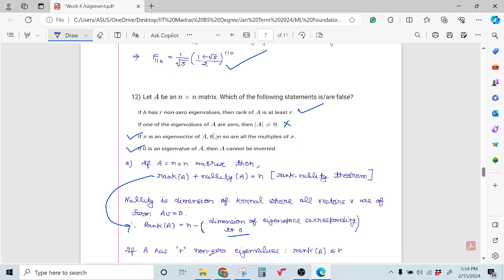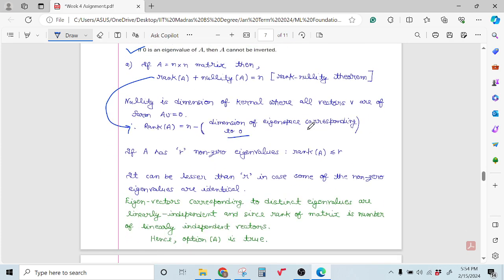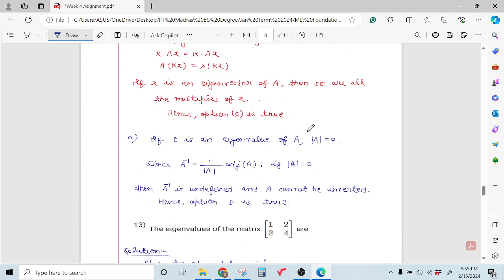So what is asked? Which of the following statements is false? The option B is false. Our final answer is this: all other options are correct, only option B is false. So let us solve the next problem.